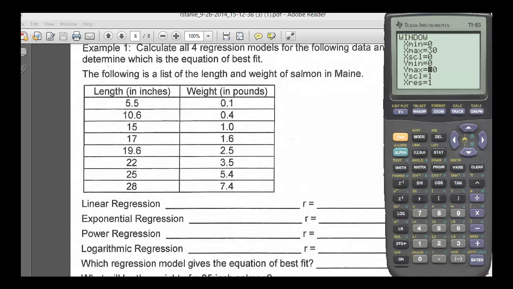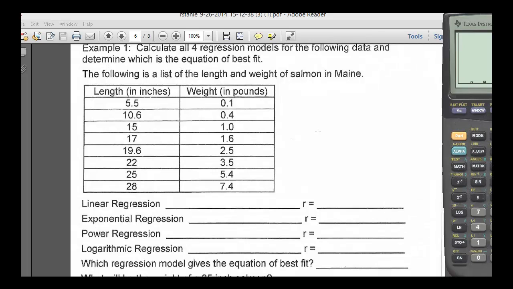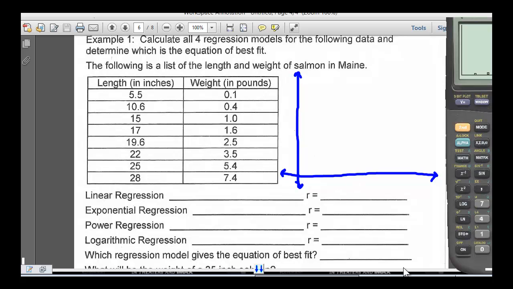We want the first quadrant because these are all positive. Most of your real situations are in the first quadrant. For Y max, pick a number that's slightly larger than 7.4, so 10 is good. Y scale is 1. Now we can see our graph. We also need to draw our scatter plot per directions. When you draw your scatter plot, make sure to have an X and Y on your coordinate plane. Make sure that everything has a title. Make sure your X and Y have been named.